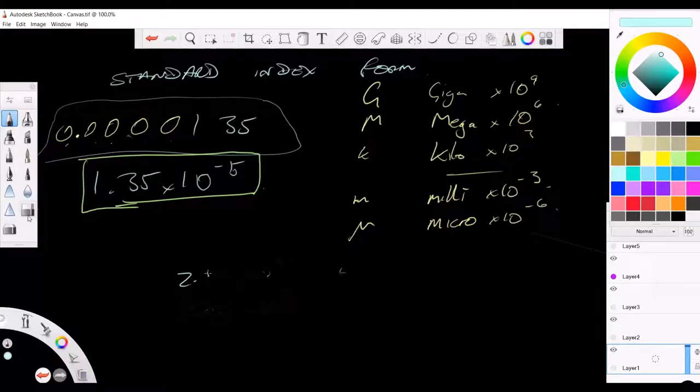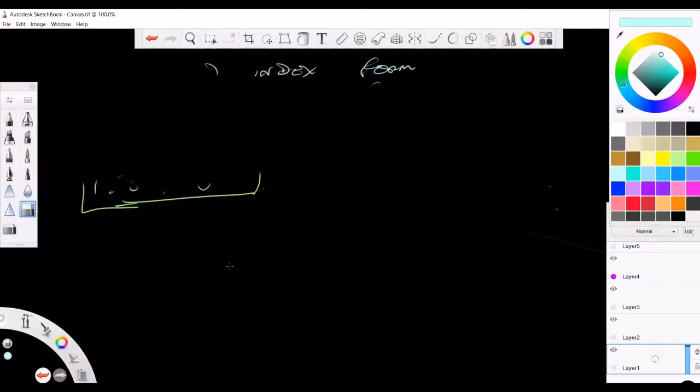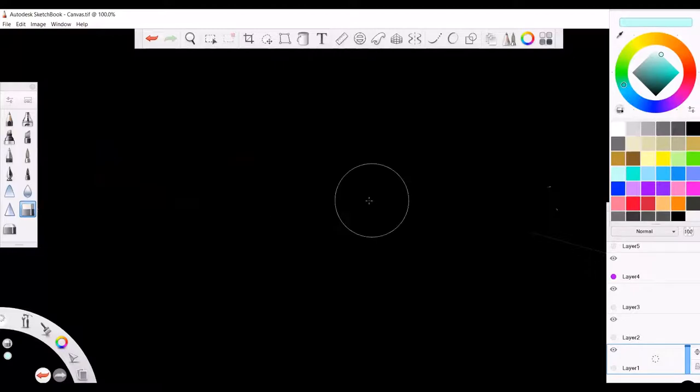Okay. So I don't want to go any deeper into index form, because really, it's all about what you do with the calculator. Remember, you'll have the video of this, so you can always watch it again if you're confused by anything.